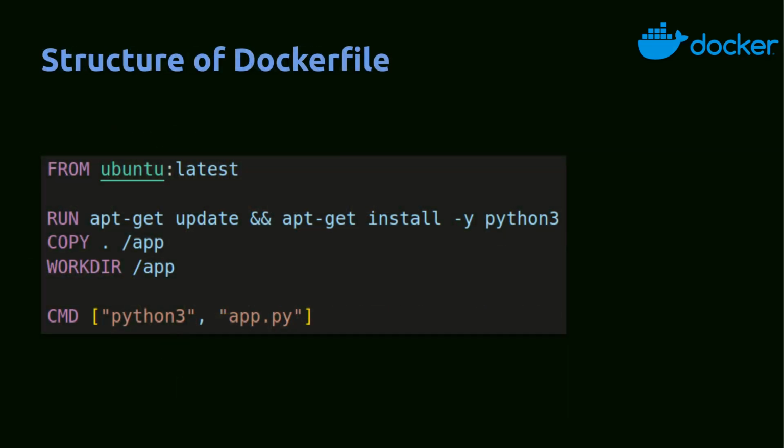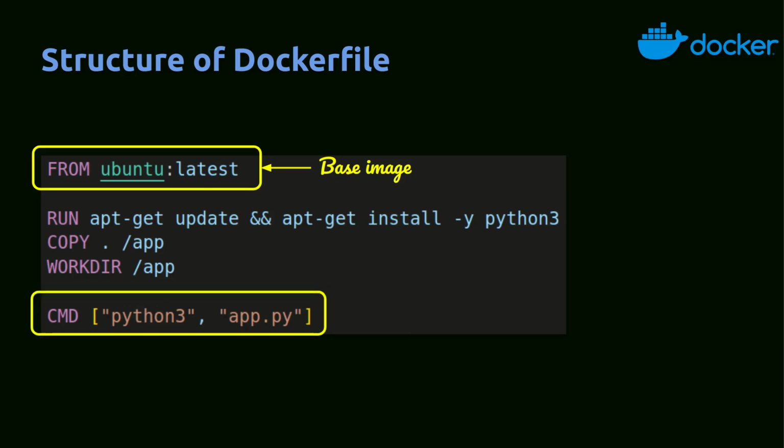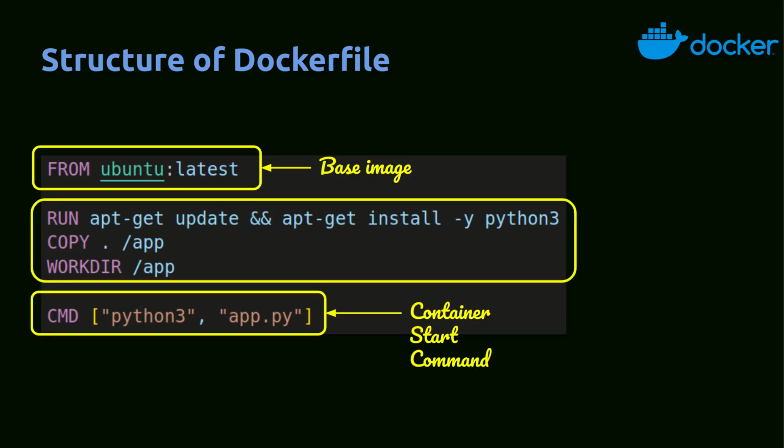Now let us see the structure of a Dockerfile. A typical Dockerfile always starts with the FROM command, and we call this the base image. You always need a base image to create your custom image. The last instruction you are seeing is called the container start command. It means if a container is created by using this Docker image, then this is the command that will be run to start the container.